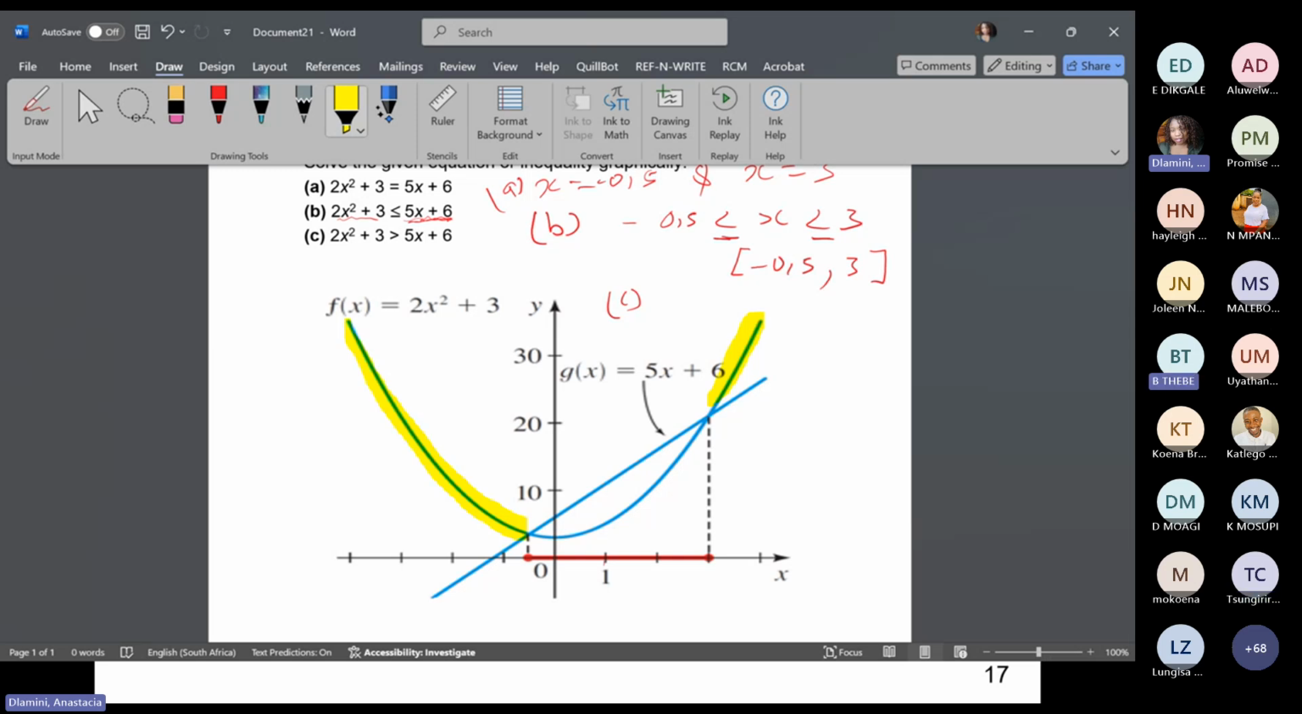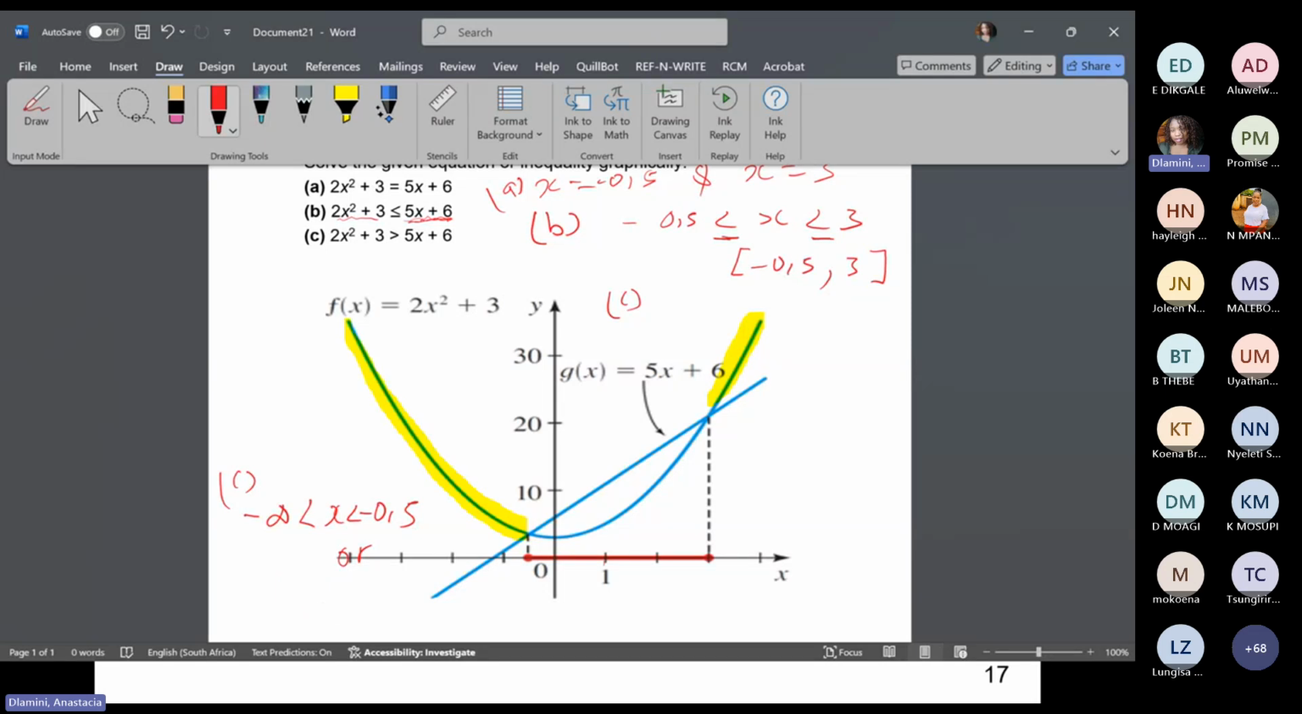Now that you see it, give me the answers. I can't say yes. I want answers. Negative infinity up to negative half. Wait, there's a lady who started and said negative infinity. Let's start there. C is negative infinity to negative 0.5, or from 3 to infinity.